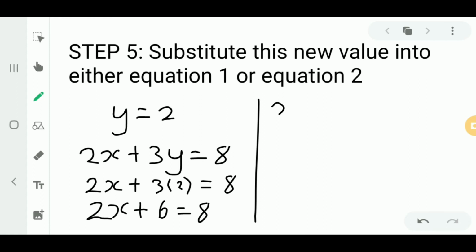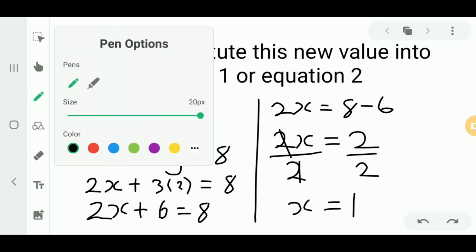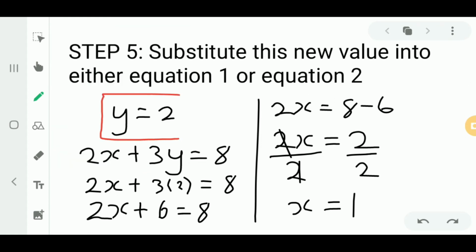So that means we have 2x is equal to 8 minus 6. So 2x is equal to 2. And we want x by itself, so that means we're dividing both sides by 2. That means x is equal to 1. So we have y equal to 2 and x equal to 1. And that's your final answer, because you're solving the equations for the two unknowns.